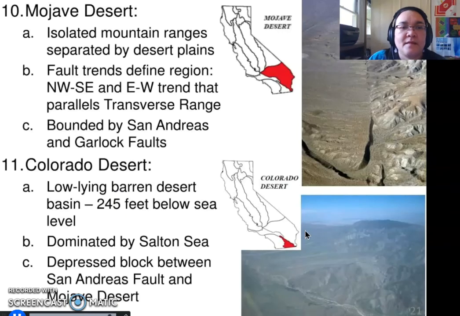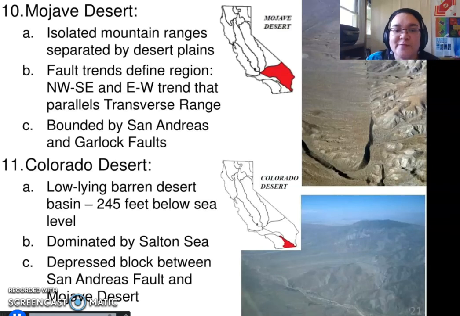The Mojave Desert is a province located in southeastern California, where there are isolated mountain ranges separated by desert plains. The faults in the region tend to trend northwest, southeast, and east-west, which parallels the transverse ranges. It's bounded by the San Andreas Fault to the west and the Garlock Fault to the north. The Garlock Fault is also a strike-slip fault, but is a left lateral strike-slip fault, unlike the San Andreas, which is a right lateral strike-slip fault.